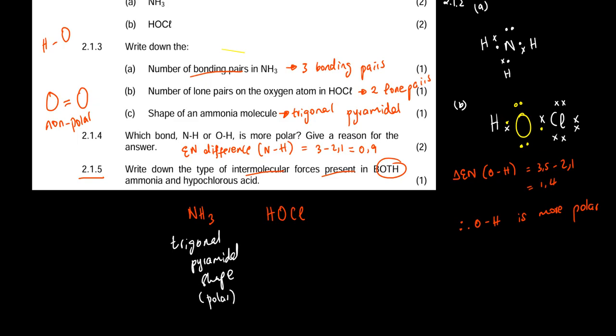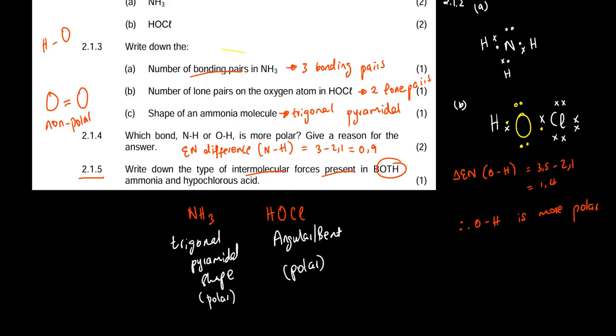And our HOCl has two bond pairs and two lone pairs. Now, if you remember our table of shapes, if you have two bond pairs and two lone pairs, this is angular or bent. So this is angular or bent, which means this is also a polar molecule.